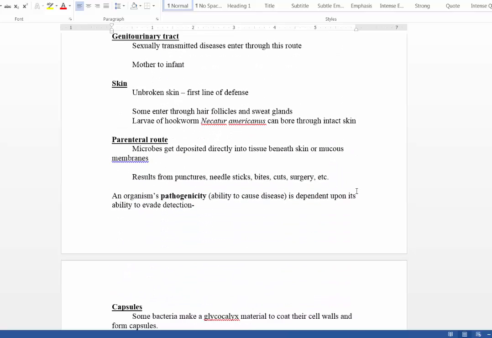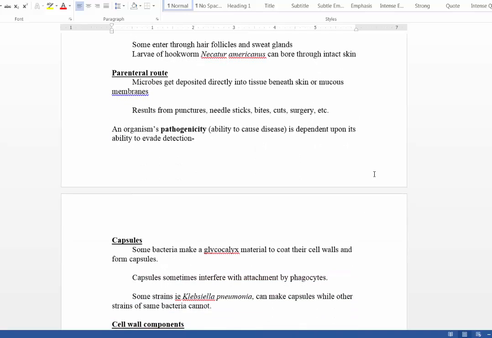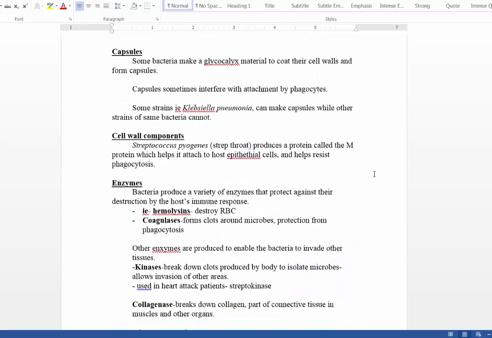Skin is your best defense against microorganisms, intact skin that is. When it becomes broken, well then it's easy for pathogens to get into the body. And then there's the parenteral route, needle sticks, for example. And if you're going to work in a hospital, you need to be careful of this one.